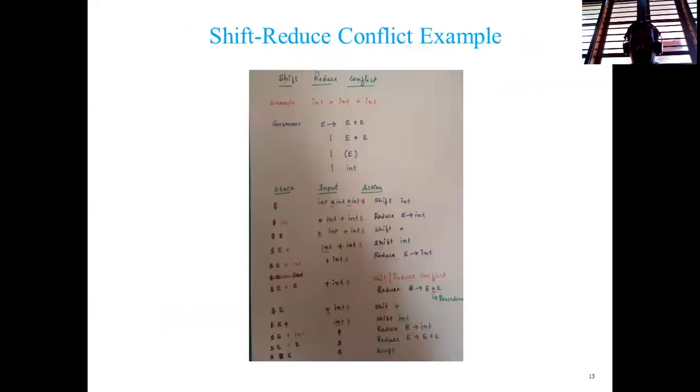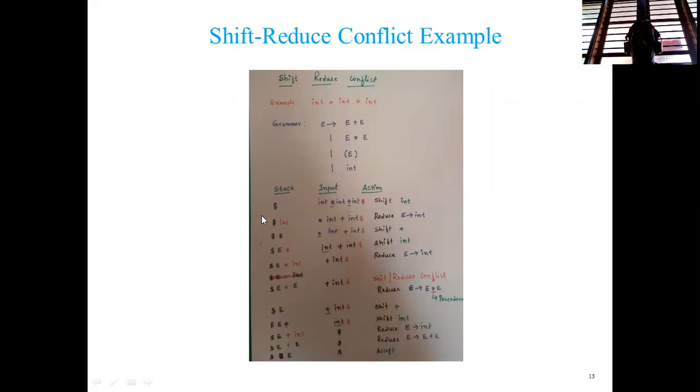So consider an example. I give an example for the string int star int plus int. The grammar is E goes to E plus E, E star E, parenthesis E, and int. So this is how the shift-reduce parser performs. As you know, initially the top of the stack is dollar and the input string is stored into the input buffer: int star int plus int, followed by the end-of-string marker, that is dollar.